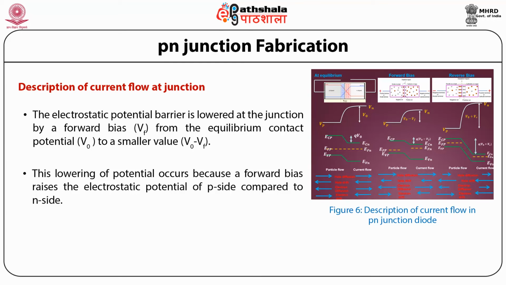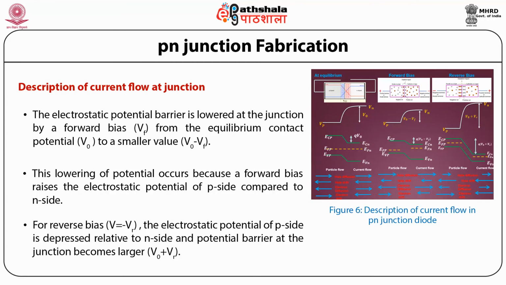This lowering of potential occurs because a forward bias raises the electrostatic potential of the P side compared to the N side. For reverse bias, V equal to minus Vr, the electrostatic potential of the P side is depressed relative to the N side, and the potential barrier at the junction becomes larger, V0 plus Vr.